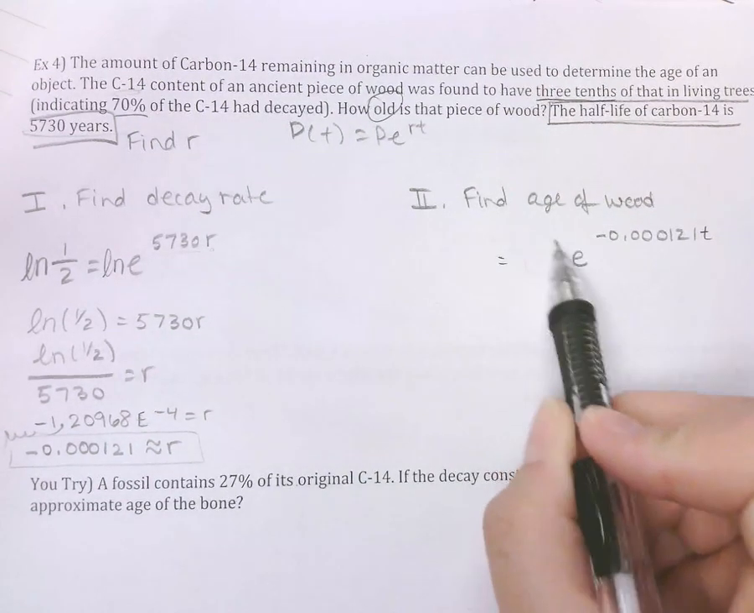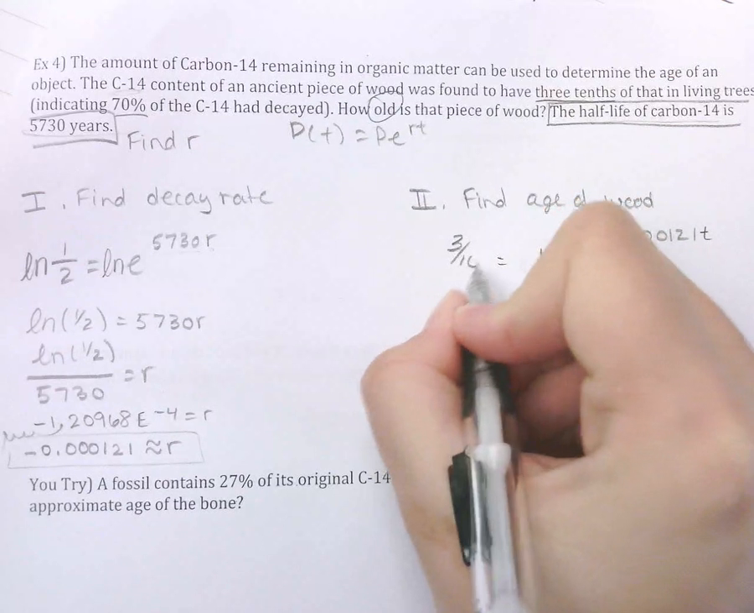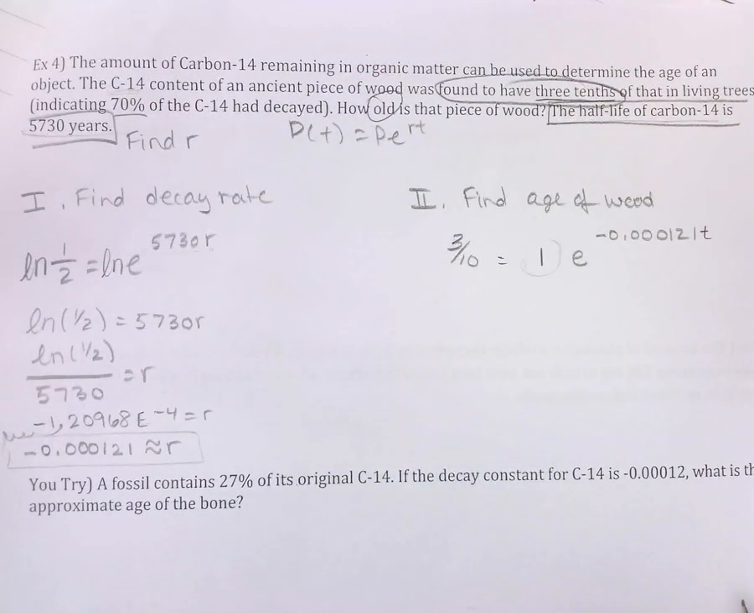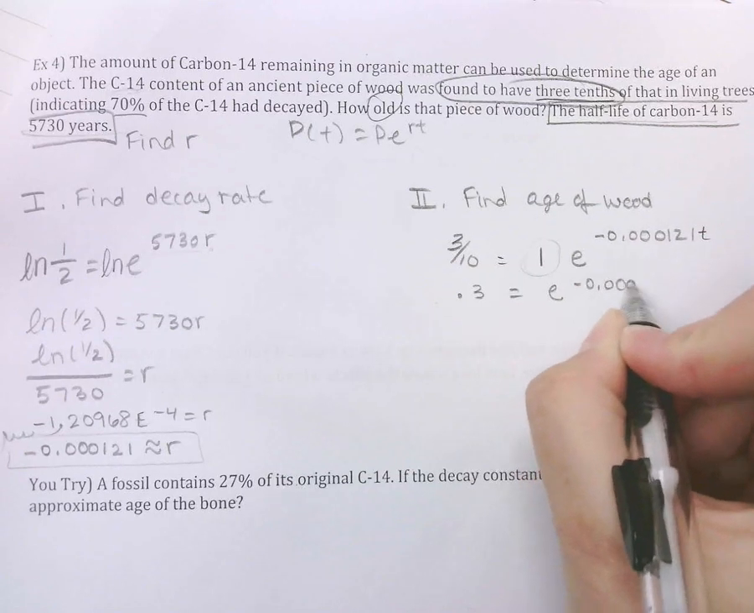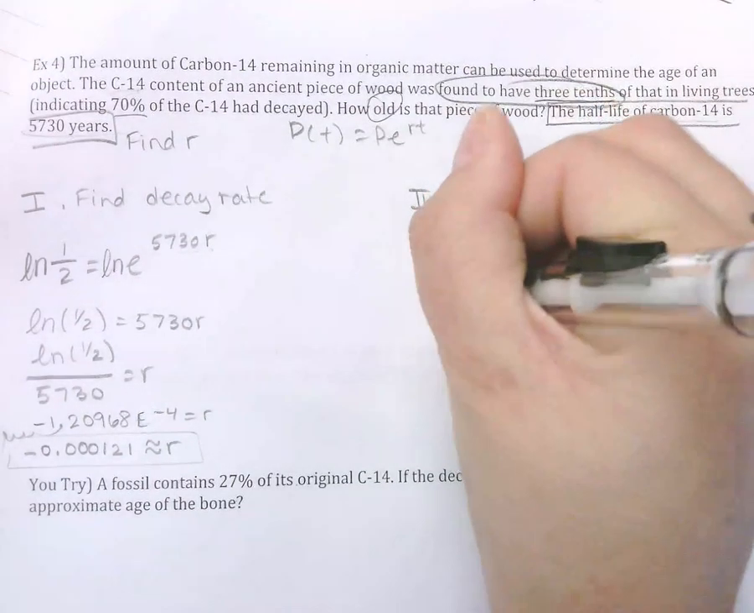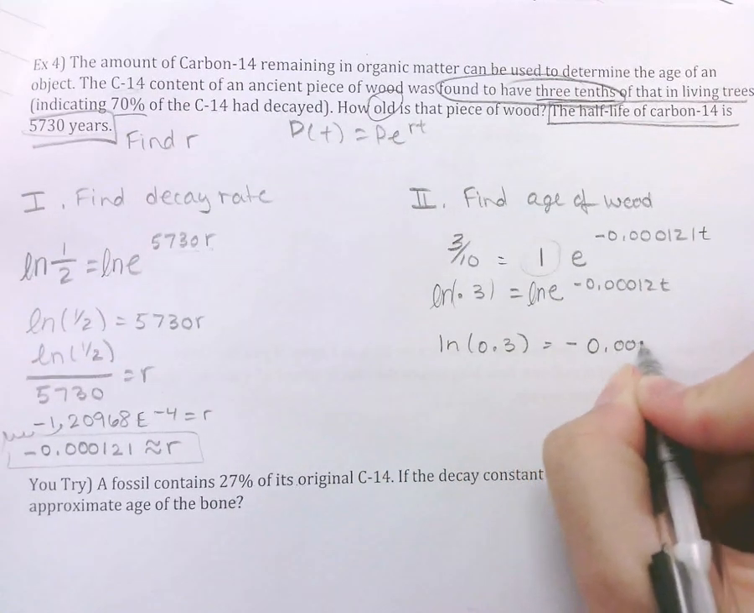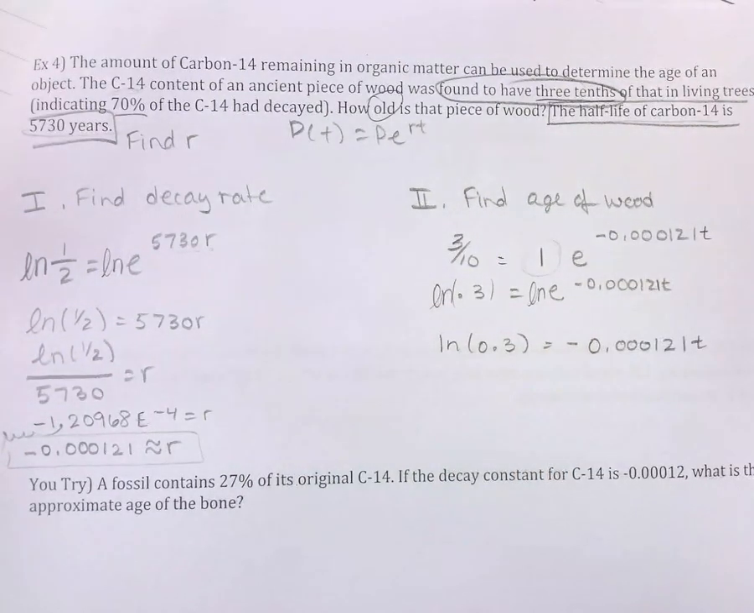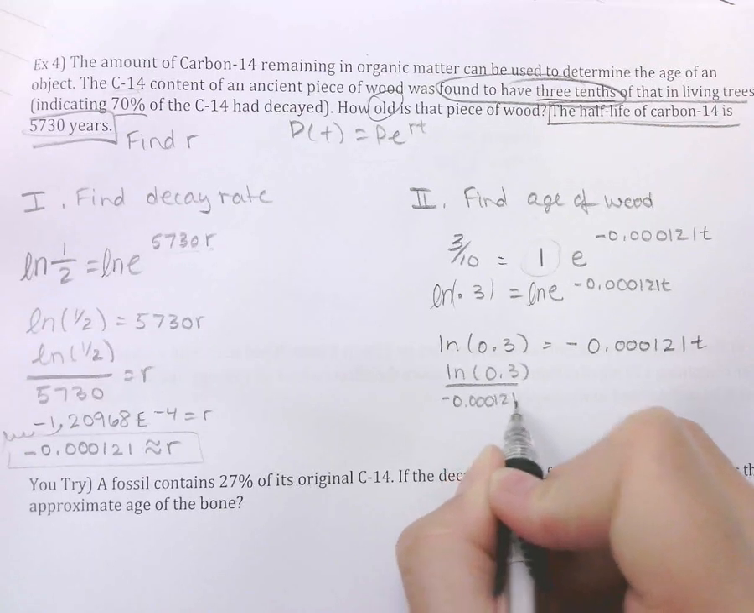How much carbon 14 was there when the wood was alive? The original amount. 100%, so 1. And then how much does it have now? 70%. 3 tenths. It has 3 tenths. So LN. Or you could also put 0.3 if you want. It doesn't matter. So 3 tenths or 0.3, and then we're going to solve similar to how we solved the last one. We're going to use a natural log. LN 0.3 equals negative 0.000121T. And then you'll divide by that, by 0.000121.